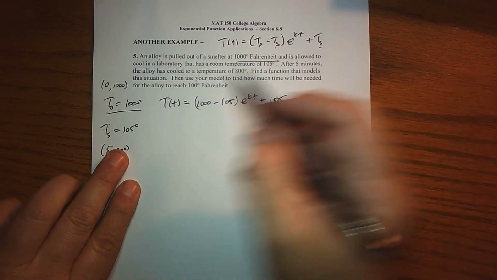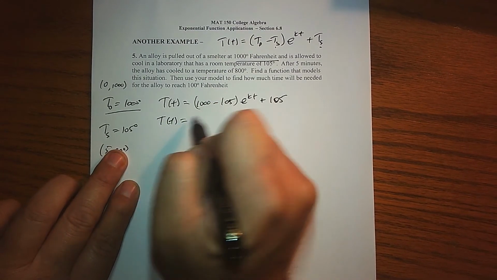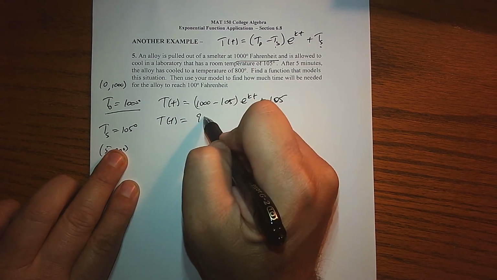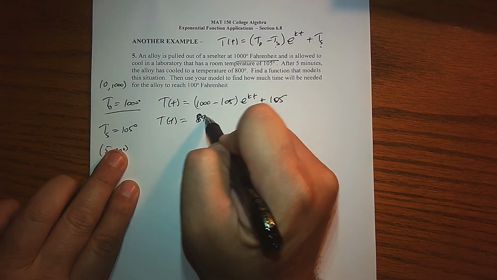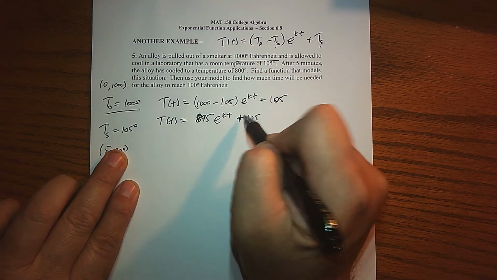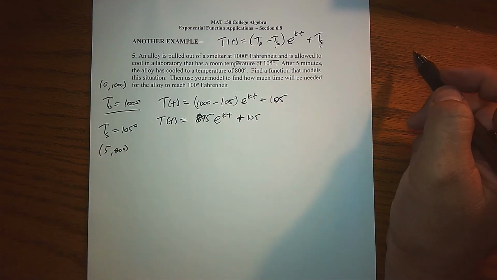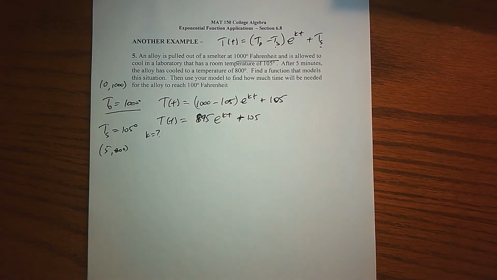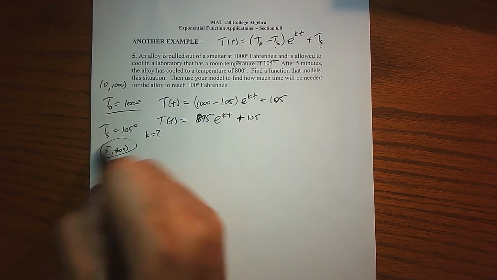Right? And so cleaning this up at the moment, I believe if you subtract 105 from 1,000, you end up with 895 e to the kt plus 105. All right, so there's our model at the moment. Of course, what's missing? We don't know what k is, right? And that is what that next data point is.